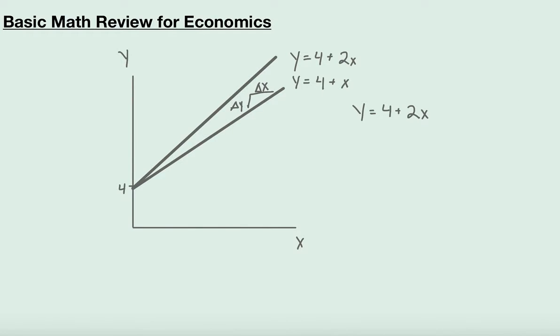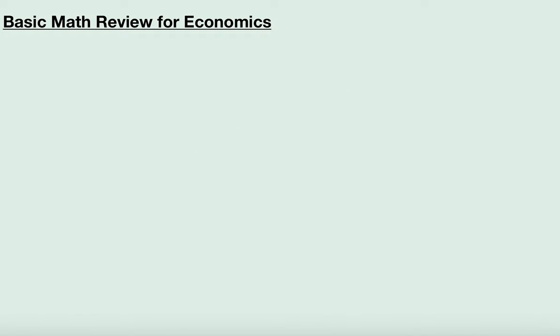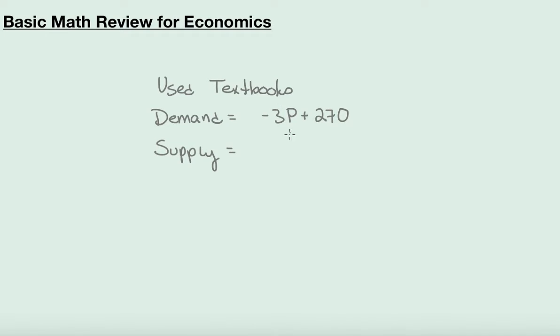What else do we want to look at? In this class, we spend some time solving for two unknowns. So we can look at a very basic supply and demand graph. Let's say that we're looking at the market for used textbooks, and we are given the equation that the demand is equal to negative 3p plus 270, and the supply is given by the equation 100 plus 5p.